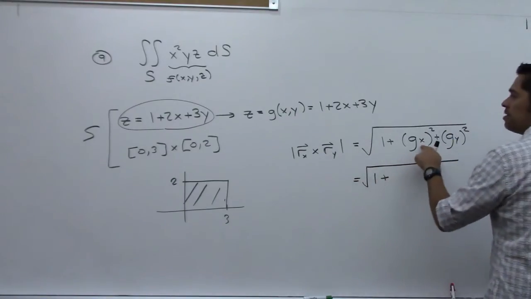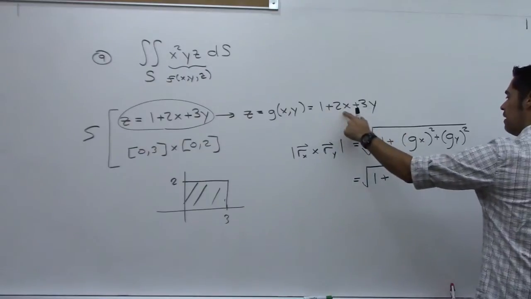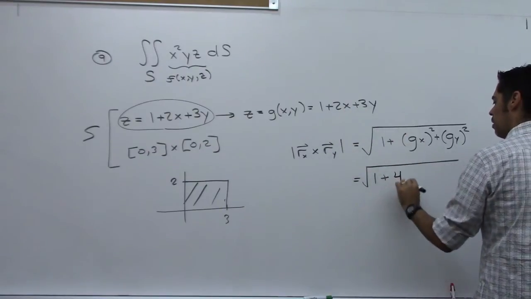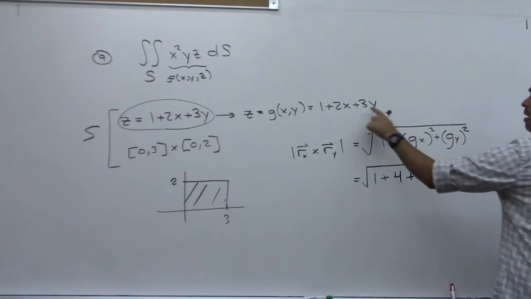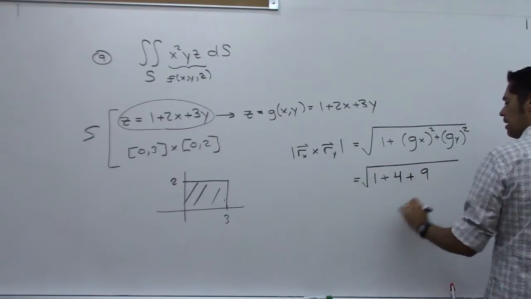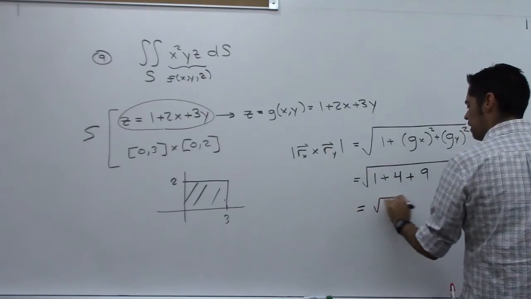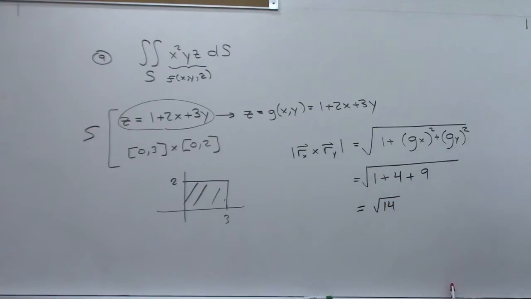Partial of g with respect to x is 2, and then square it, so we get 4, plus partial of g with respect to y is 3, but then square it, so we get 9. So do we get root 14 again? We do. Okay, coincidence.